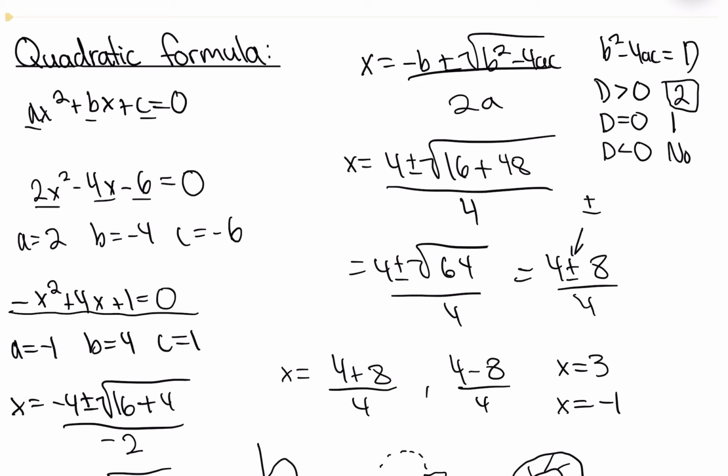Let's say you have this beat. Negative b plus minus square root b squared minus 4ac over 2a. So, as long as you have that beat running through your heart, the quadratic formula will never leave your heart or your head, and you'll memorize it. Just remember, negative b plus minus square root b squared minus 4ac over 2a.